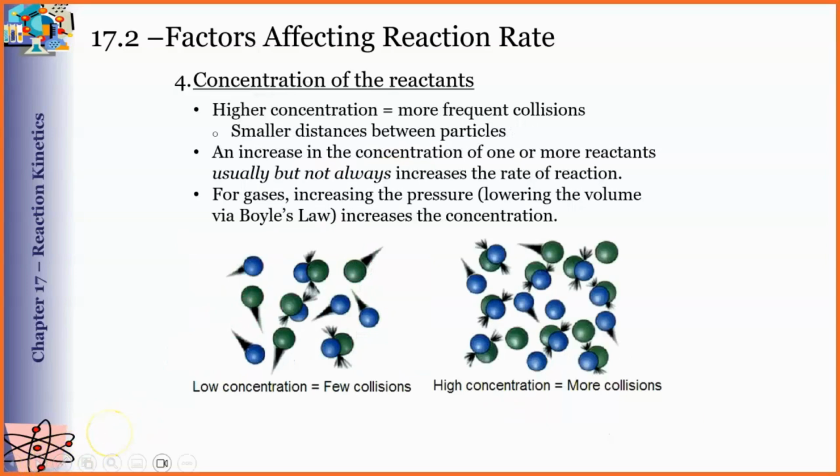The next factor that's affecting reaction rate is concentration of the reactants. Higher concentration equals more frequent collisions because there's smaller distances between the particles. If we look at the two diagrams at the bottom, on the left you see that there's a low concentration and more space between the particles. In comparison on the right, there's a lot less space, so they're kind of just going to be bouncing into each other and having more reactions over time.